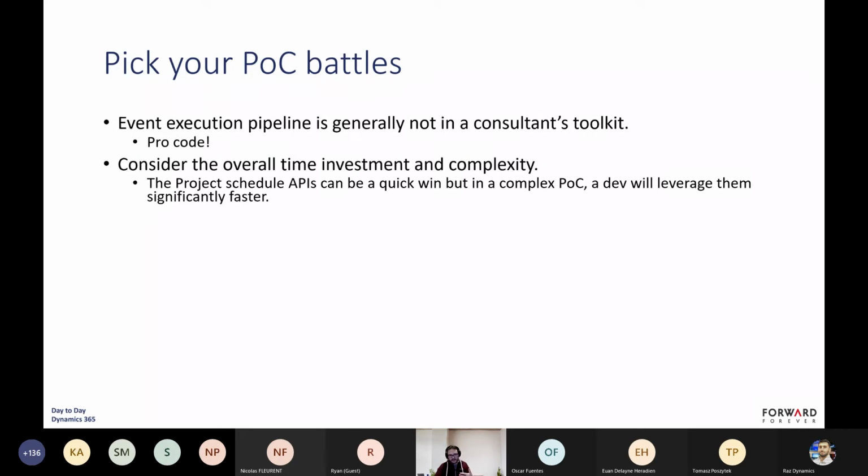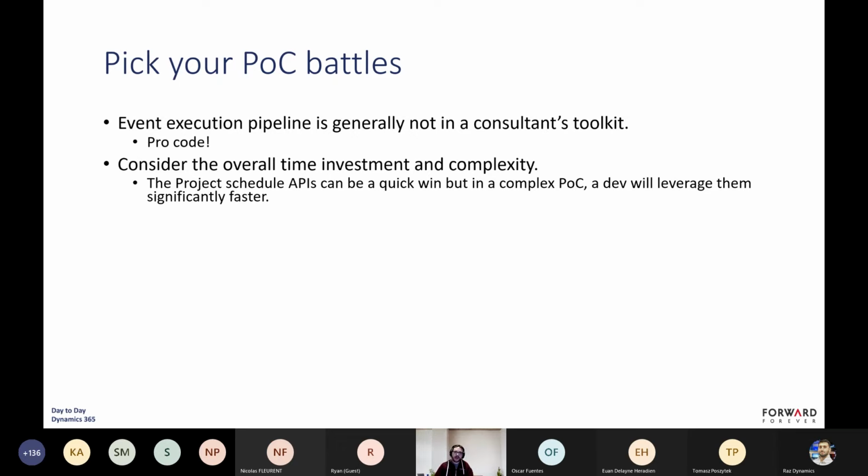And a specific example, if you're familiar with Project Operations or Project for the web, a very good example would be the project schedule APIs. They can be a quick win for very, very simple scenarios. Simple scenarios being something like, let me create a project. Let me create 5 tasks for that project. That is something that's fairly straightforward for a consultant to do in Power Automate, to call those APIs via the unbound actions that are related to the APIs.